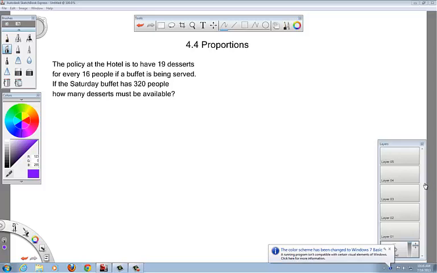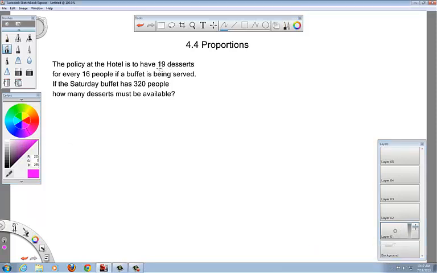So here we go. Looking at this question, it talks about the policy of a hotel having 19 desserts for every 16 people if a buffet is being served. If the Saturday buffet has 320 people, how many desserts do they have to have? This is a classic example of how you use a proportion. So let me write over top of this problem a little bit, because we're going to identify the key things you need to know.